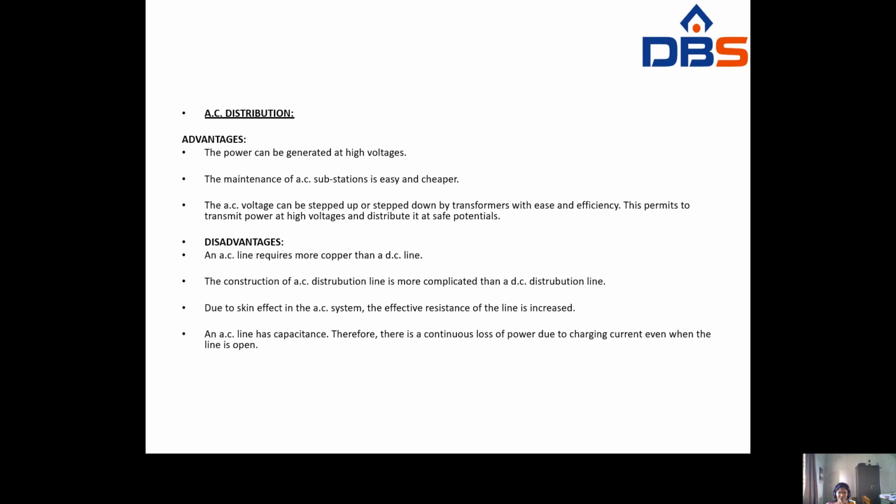So that's why there is a continuous loss of power due to charging current even when the line is open. Even whenever the lines are in open position, there will be a continuous loss of power due to charging current. So these are the advantages and the disadvantages of the AC distribution.